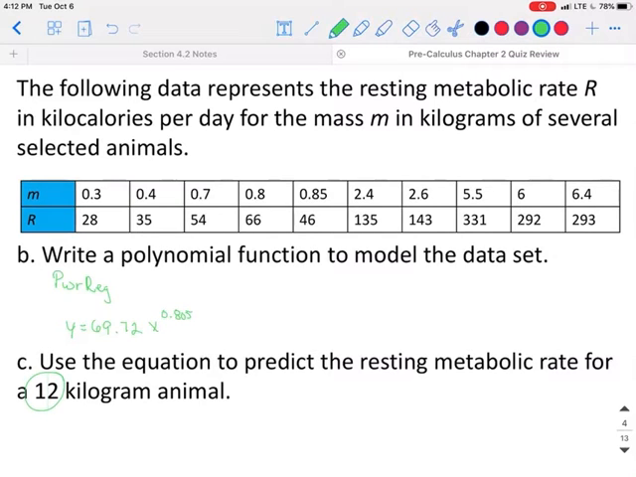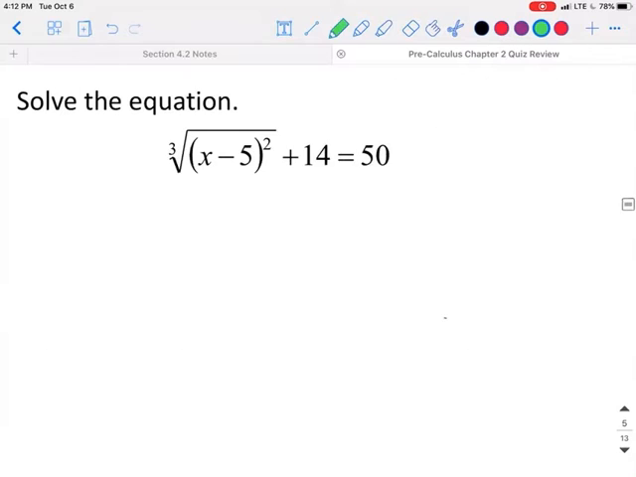Now, if we need to predict what the resting rate would be for a 12 kilogram animal, we would plug 12 into our function, and we would get that the resting rate would be 514.98 kilocalories.